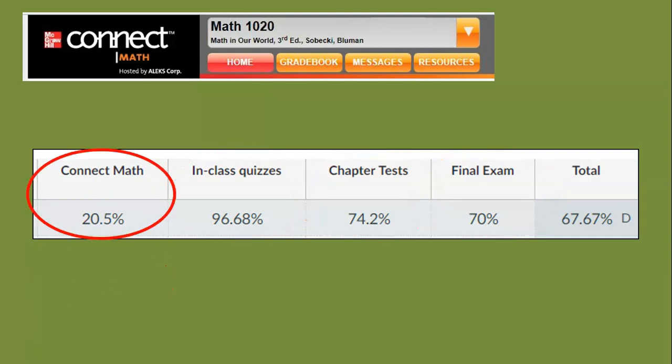But look at what the Connect Math grade did to that overall student score. This student only got 20.5% on the Connect Math assignments, which overall gave the student a 67%, which was a D for the course. So in spite of the fact that the student did very well in class on the quizzes, did well on the chapter tests, did well on the final exam, the Connect Math scores really brought the grades down to a grade that wasn't a passing grade.